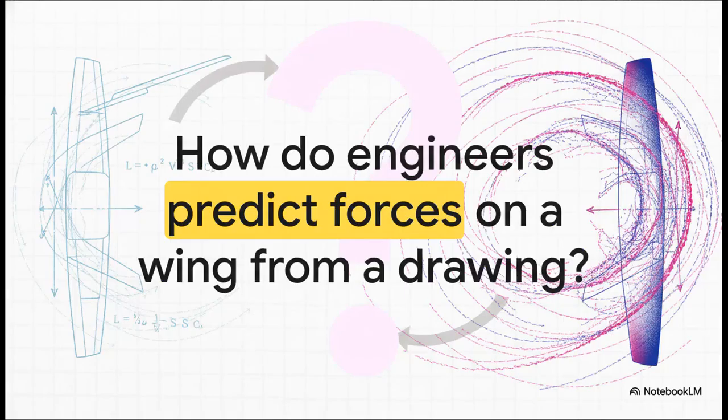Let's get into it. So let's start with a really basic question. How in the world do engineers figure out the forces on a wing without actually building one? I mean, think about it. Building a full-scale model is just crazy expensive, and it takes forever. So for well over a century, they've needed a way to predict lift right from the get-go, from the design phase. How do they pull that off?